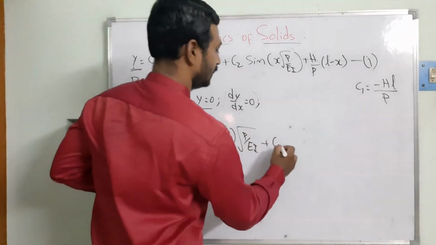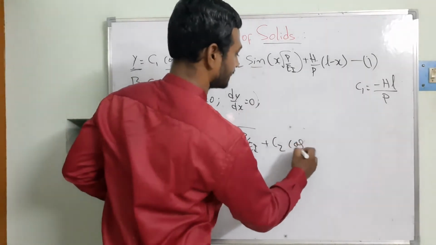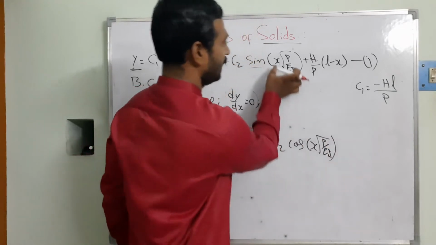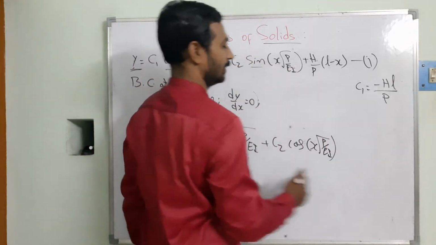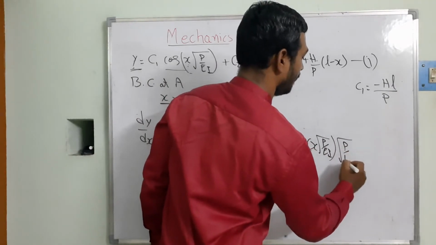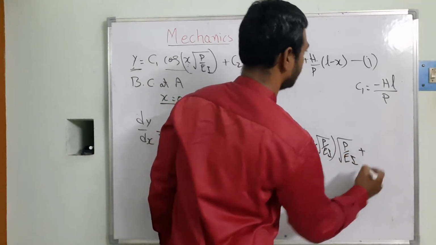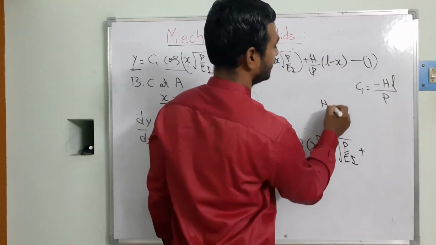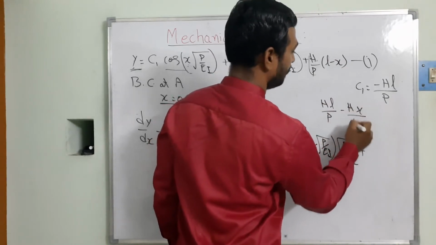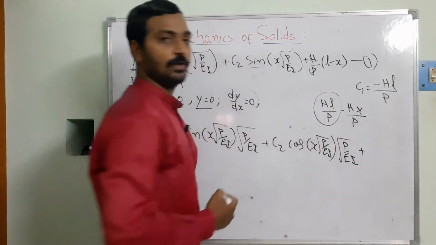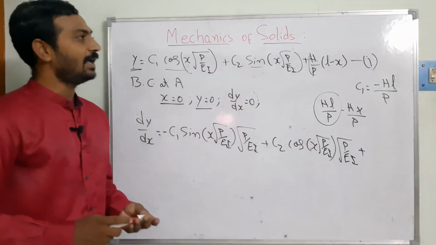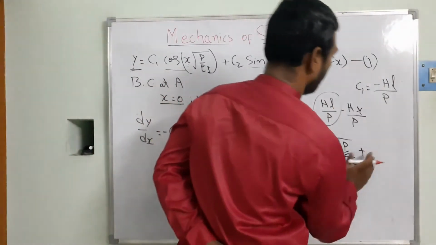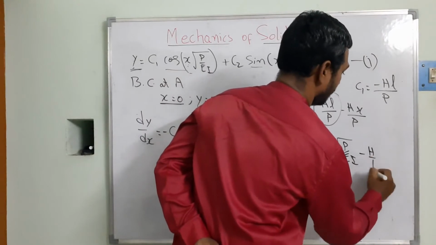And similarly, C2 into sine will become cos, of x into the square root of P by EI, we got it. And similarly, this parameter also we have to differentiate. So that's going to be the square root of P by EI, I got it, plus here h by P into L, and I can write it here, hL by P minus hx by P. So then this parameter is going to be 0, and x is going to be one time, so I'm going to write here minus h by P.